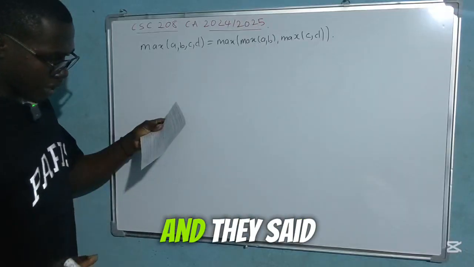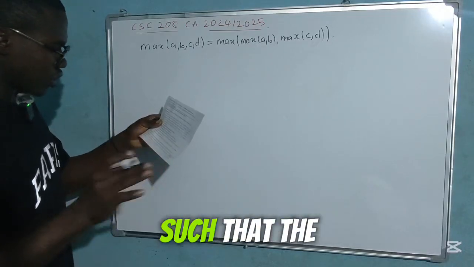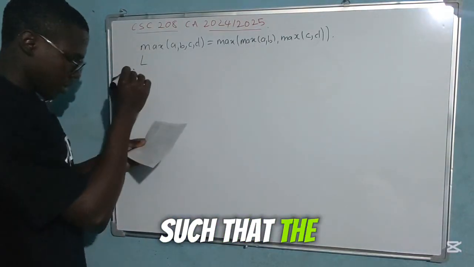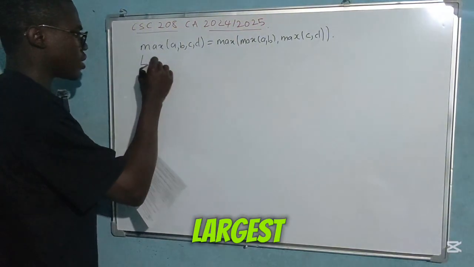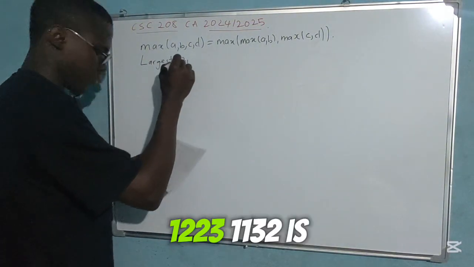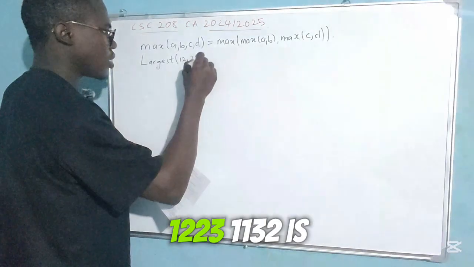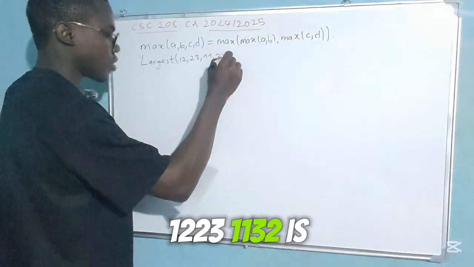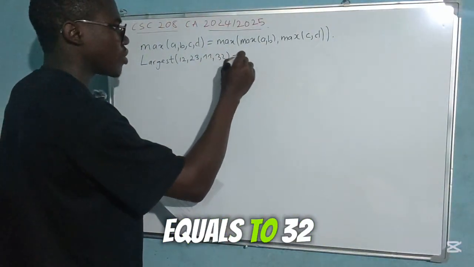So here's what you're supposed to do, and they said format your answer such that the largest of 12, 23, 11, 32 is equal to 32.